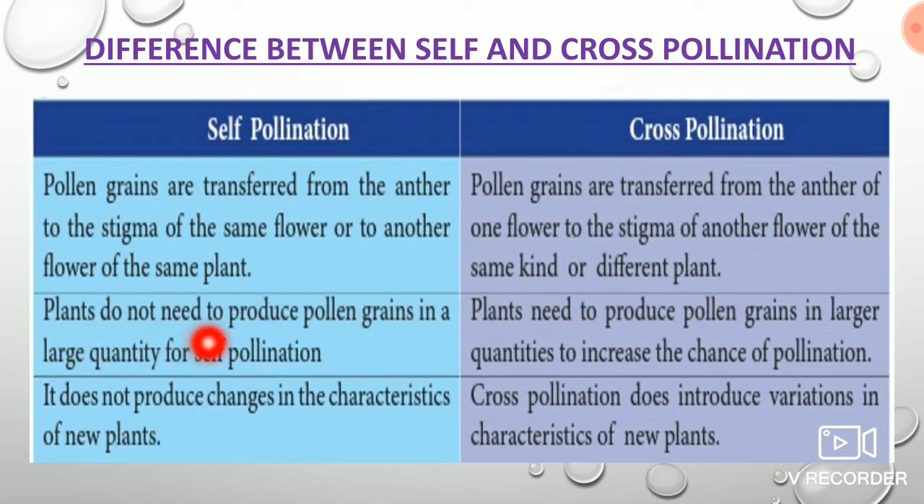Plants do not need to produce pollen grains in large quantity for self-pollination. But in the case of cross-pollination, plants need to produce pollen grains in larger quantities to increase the chance of pollination. Self-pollination does not produce changes in the characteristics of new plants. Cross-pollination does introduce variations in the characteristics of new plants.